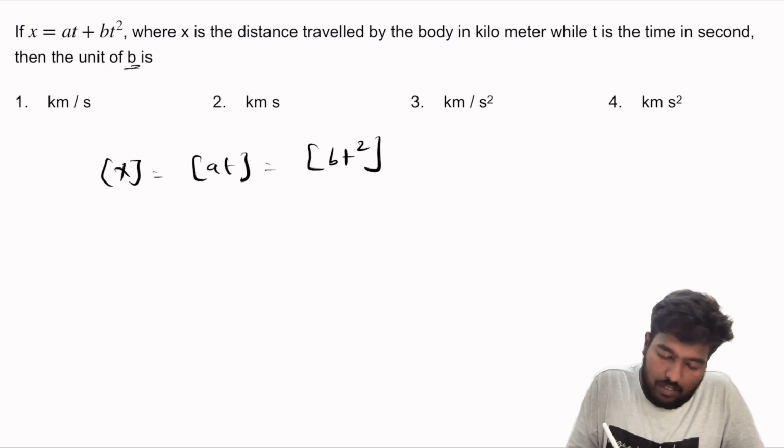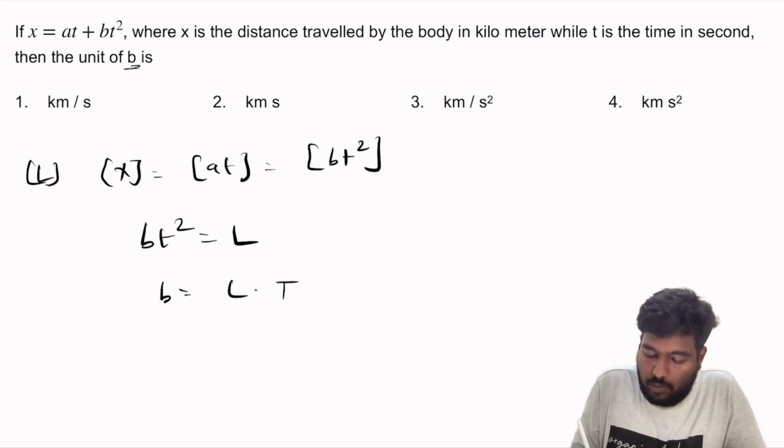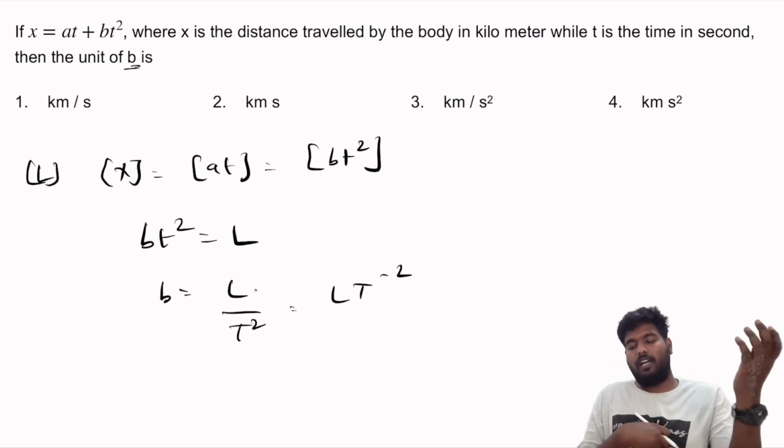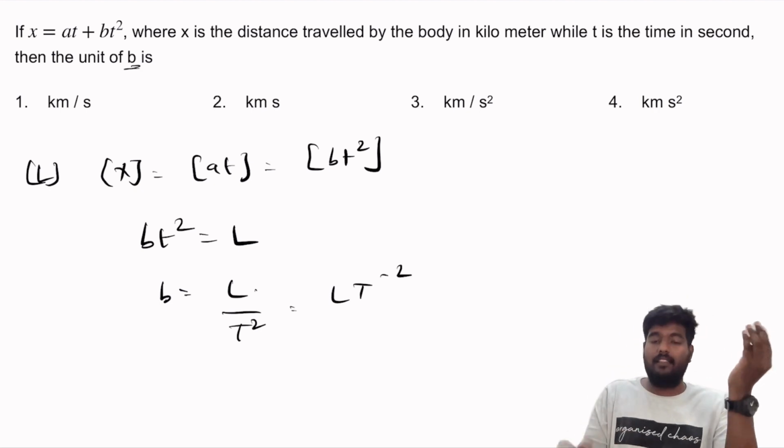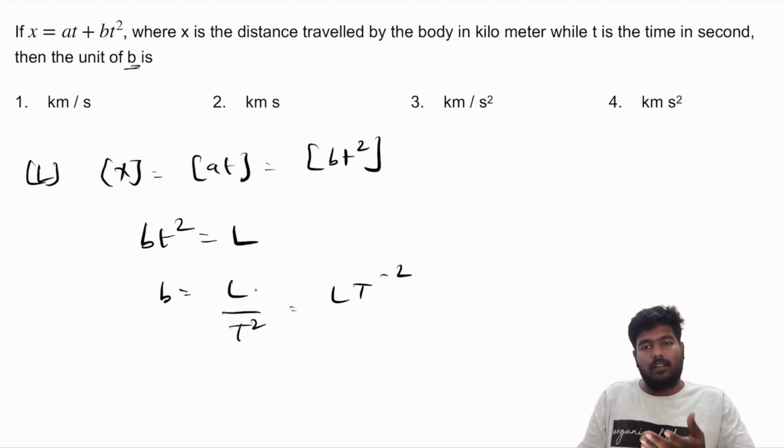So x has the dimension of length. So b t square is L. B is L into T power minus 2, that is, L by T square. So what you should have is length divided by time square. It can be kilometer by second square or centimeter by hour square, anything, but length divided by time square.